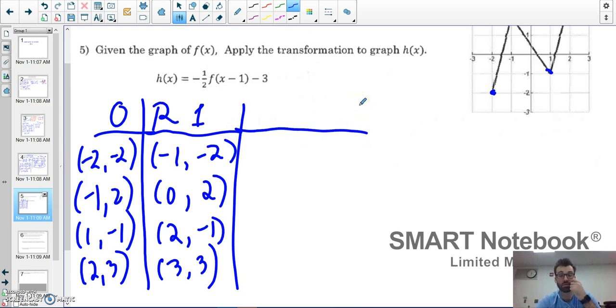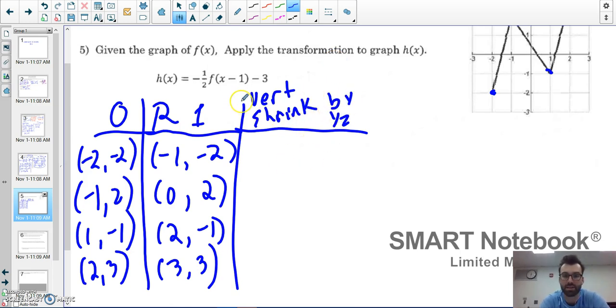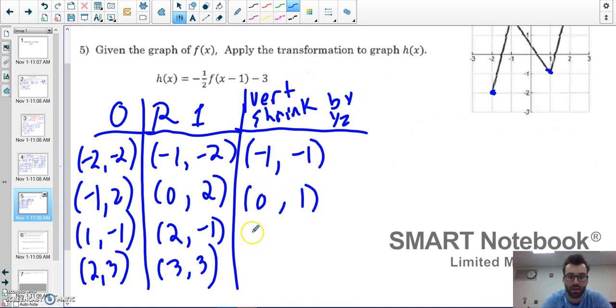Okay. Next, I took care of the inside, so I'm going to apply this 1/2. So it's a vertical shrink by 1/2. If it's on the outside, that means I'm going to multiply all of my y's by 1/2. Okay? So, -1, -1. 2 times 1/2, 0, 1. -1 times 1/2 is 2, -1/2. 3 times 1/2 is 3, 1.5, or 3/2.